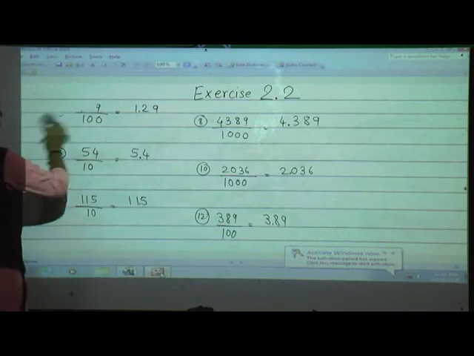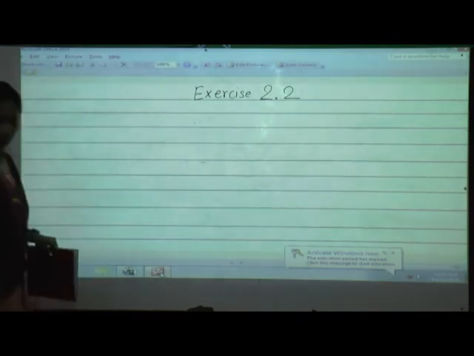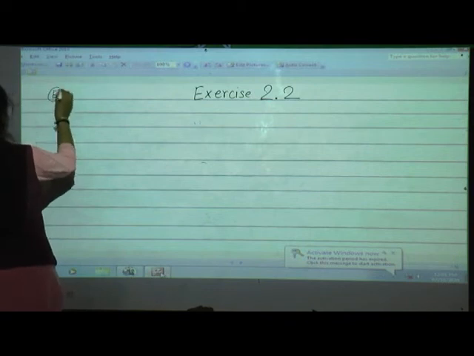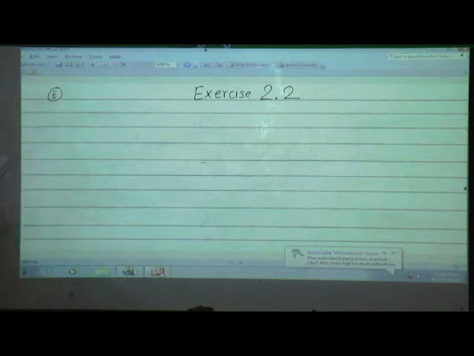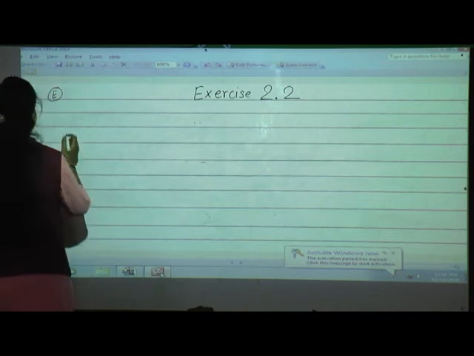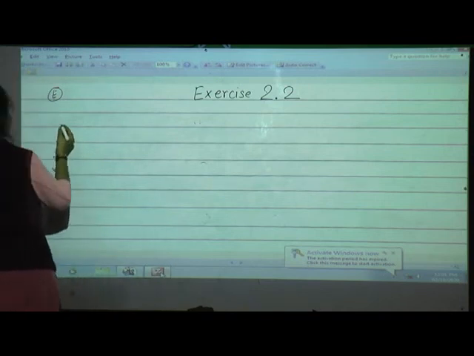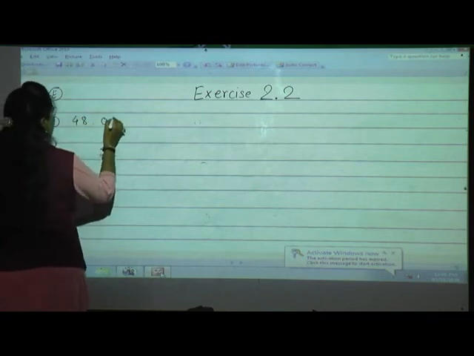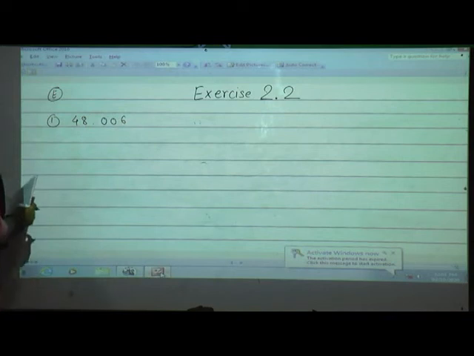Now last question we will solve. E question. See what is the E question? Make the place value chart for the decimals. So you can make separate also, or you can make together also, students. Okay? See, I will make one for you here. What is the first question? 48.006.